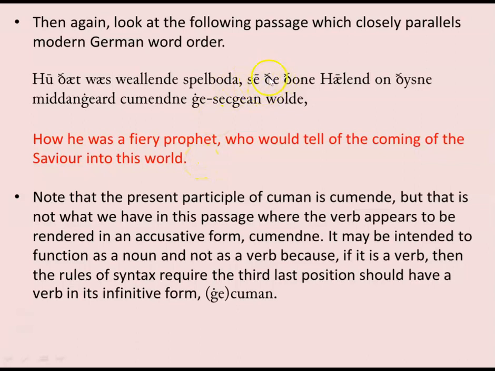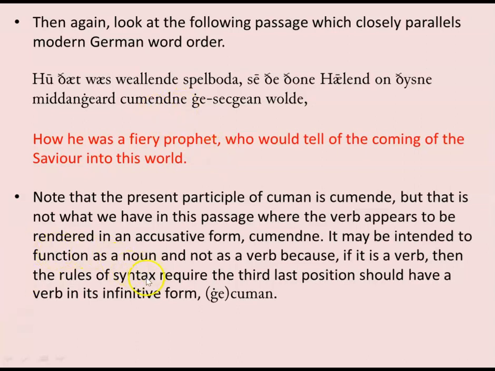Say there being who, the relative pronoun. Okay. Now note that the present participle of kummen is kummende, but that is not what we have in this passage, where the verb appears to be rendered in an accusative form, kummene. If you look up here, kummene, it's suggestive of something that appears to be accusative.